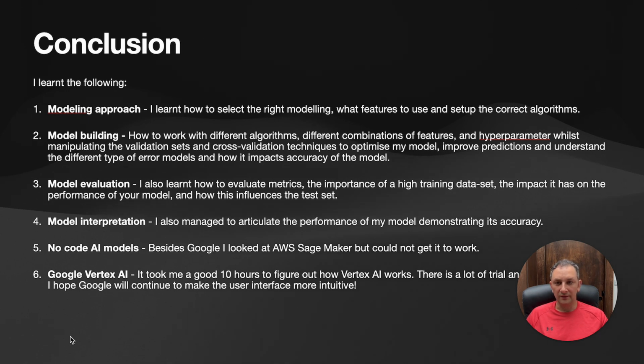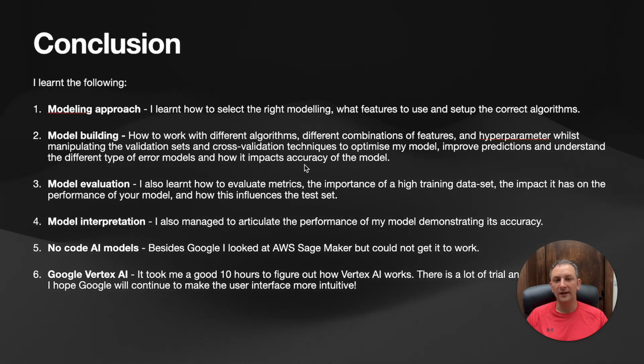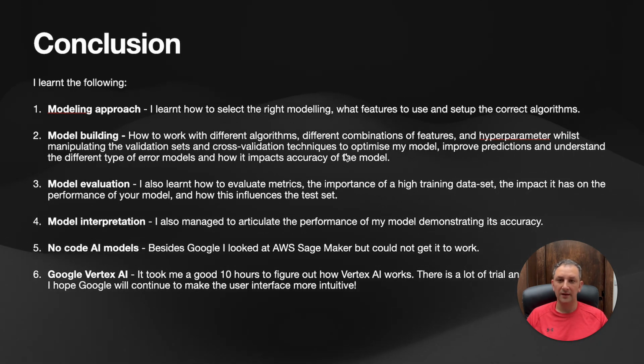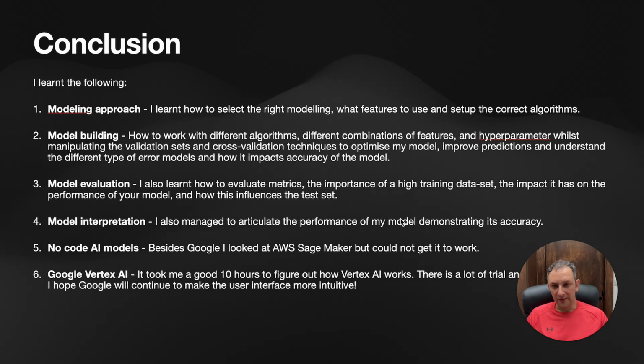And during the course, I learned the following: how to select the right modeling, what features to use, and set up the correct algorithms. I also learned how to work with a different combination of features, changing and manipulating hyperparameters as well, using different cross-validation techniques to improve predictions and understand the different type of error models, as I just showed you on the last slide. I also learned how to evaluate metrics, the importance of high quality training data sets and the impact that has on the model. I also managed to articulate the performance of my model and demonstrate its accuracy, and a couple of other things that I learned.